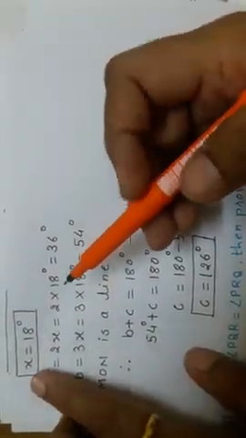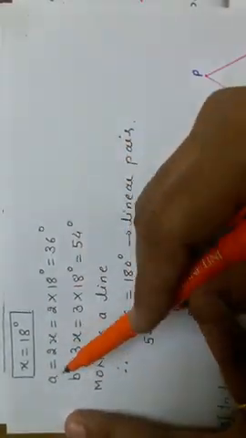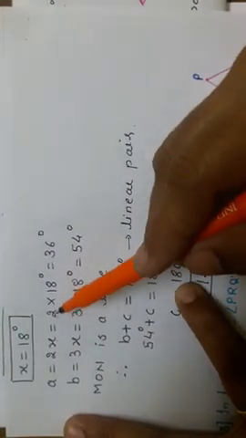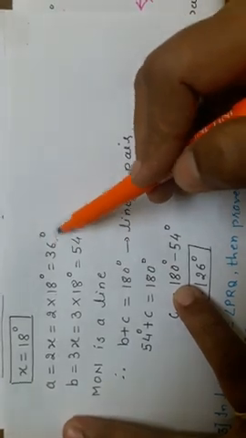But they haven't asked for the x value. We have the two angles a and b. a is nothing but we have taken as 2x, means 2 into 18 degrees means 36 degrees.